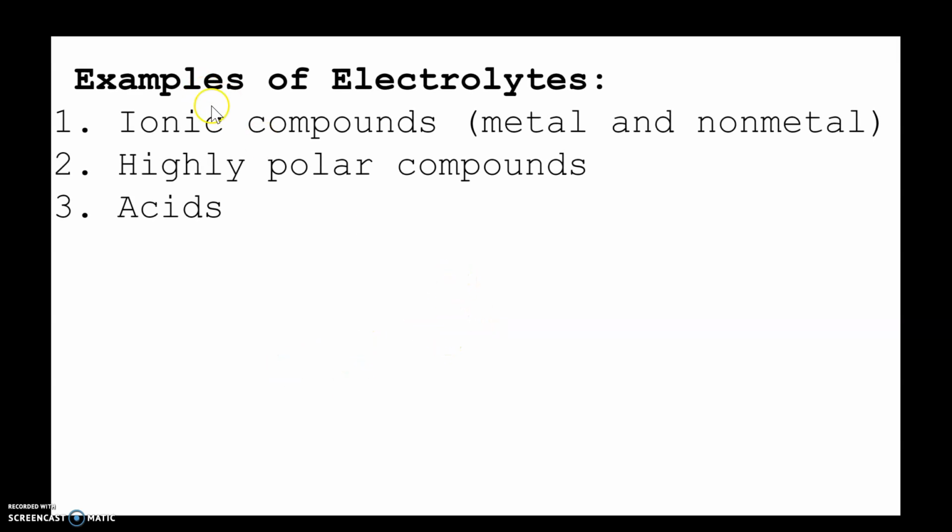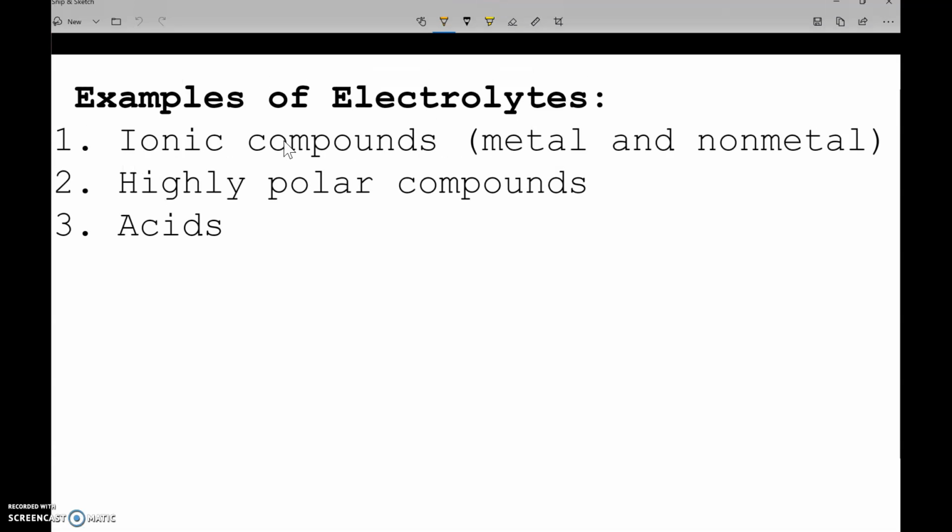Okay, these are some examples of electrolytes. So under where it says electrolytes on your chart, go ahead and write down the following. Write down ionic compounds, which include a metal and a nonmetal. And then also write down highly polar compounds, which means you have nonmetals, but they're going to break apart into charges. And then, of course, we have acids. An acid is going to be a hydrogen ion plus a nonmetal, and that nonmetal can either come from the periodic table or it can come from the polyatomic ion sheet.